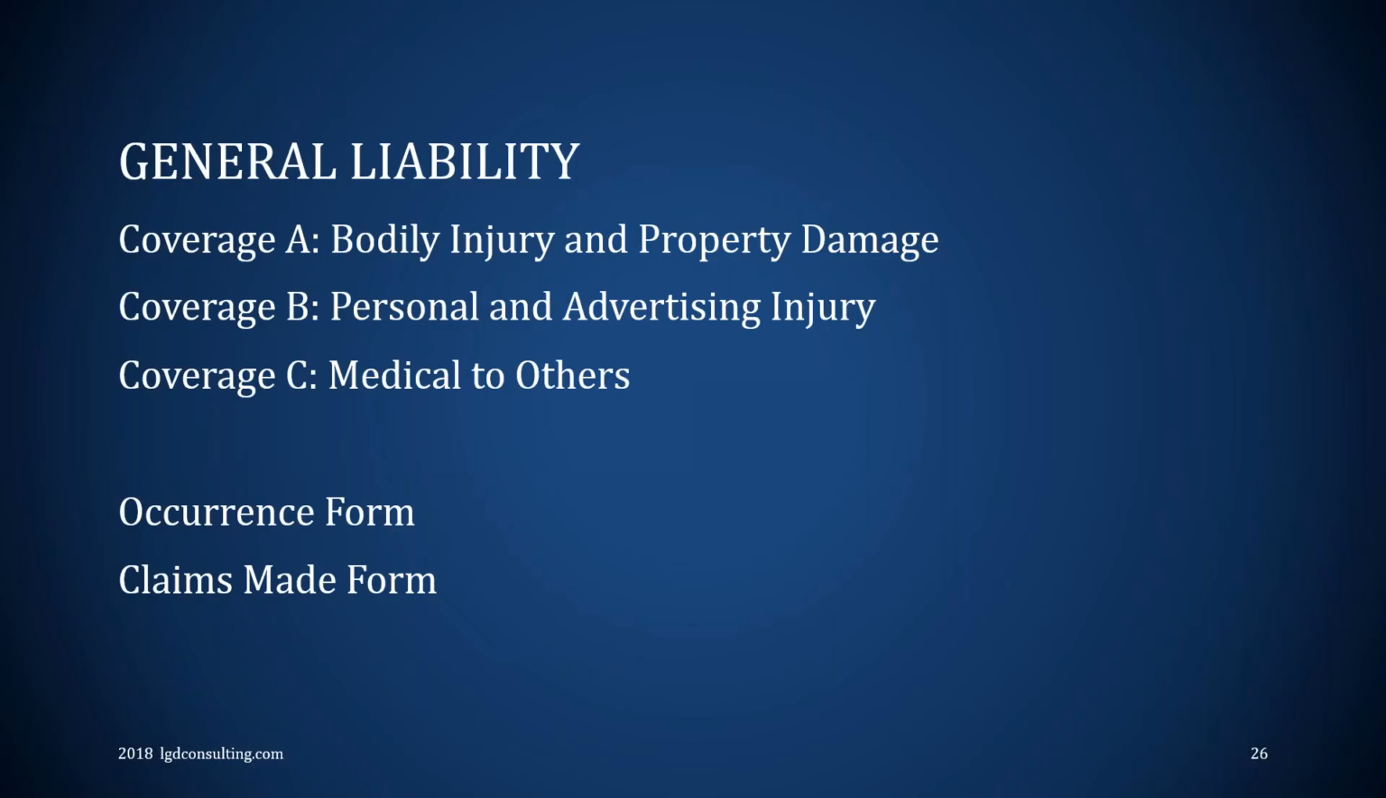Coverage B would be personal and advertising injury. So you have an advertising campaign on TV which knocks your competitors and they suffer financial losses and they actually sue you. That would be covered under coverage B. And medical payments, of course, would be to other people also, because since this is liability, this covers others. Your employees are covered under workers' compensation. This only covers your customers.